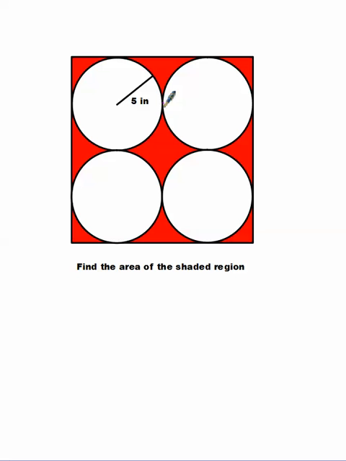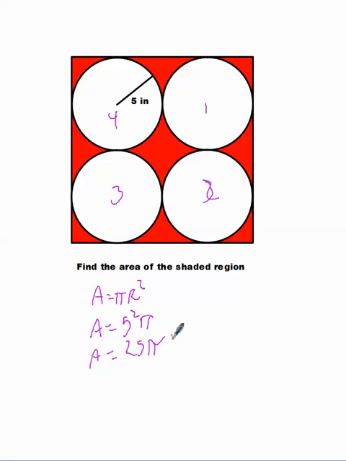So let's do this. The area of a circle is pi r squared. So the radius is 5. So area is equal to 5 squared pi. So the area is equal to 25 pi. And I have 4 circles. 1, 2, 3, 4. So I'm going to multiply this by 4. So I have 100 pi taken up by the circles.